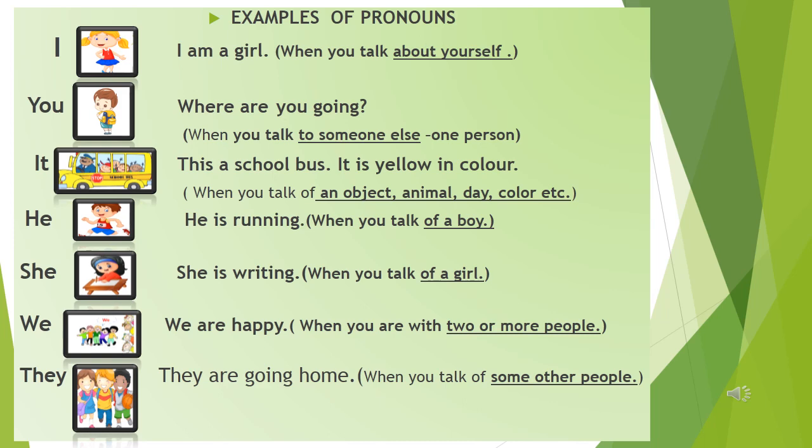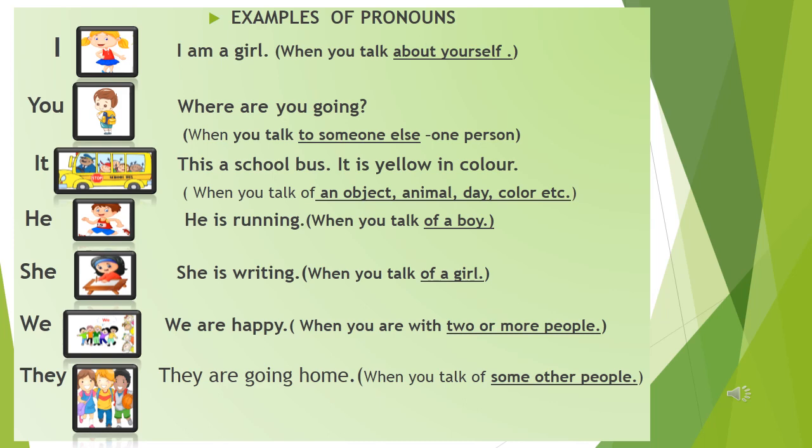Then next is they. They are going home. When you talk of some other people, you are not talking of yourself, you are talking of someone else. Someone else, other friends of yours. You are sitting in the class, but you can see some other children running in the corridor. So when you want to tell your teacher about those students, then you can come and say, ma'am, they are running in the corridor.